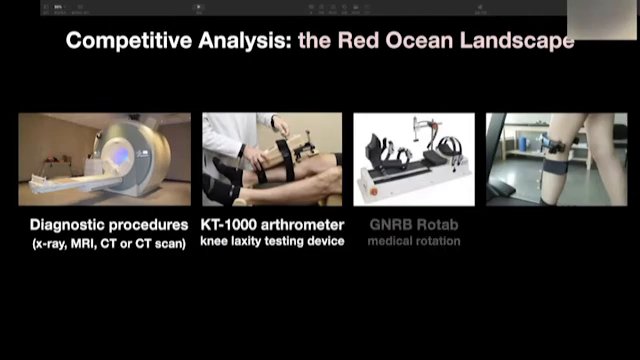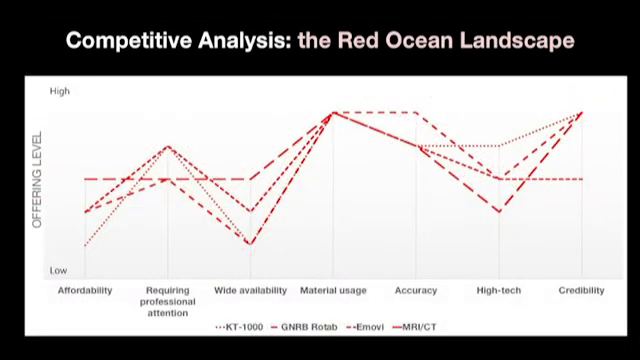Competitive products include diagnostic procedures, KT-1000 arthrometer, GNRB, ROTAP, and Imovi. As all these instruments need expertise or high maintenance cost, this competitive market presents an economic barrier to customers with average or low income. To analyze the existing market of the joint clinical market, we introduced 6 independent figures following affordability, requiring professional attention, wide availability, material usage, accuracy, high-tech, and credibility.